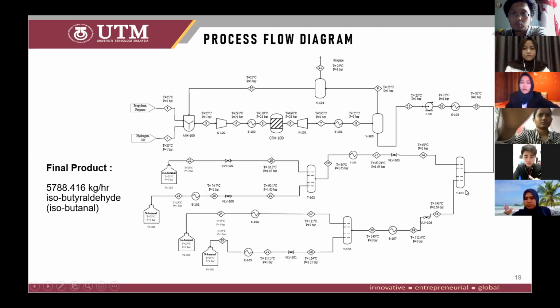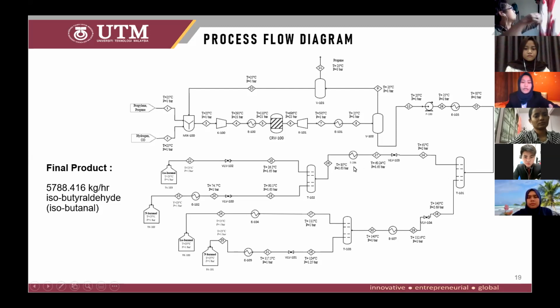Leaving the bottom part of the distillation column will be the butanol isomers, and then this butanol isomer will undergo further separation at the distillation column T103, and it will be separated into N-butanol and also isobutanol. For the butyl aldehyde, it will undergo separation at the distillation column T102. Leaving the top part of the distillation column will be the isobutyl aldehyde, while leaving the bottom part of the distillation column will be the N-butanol.